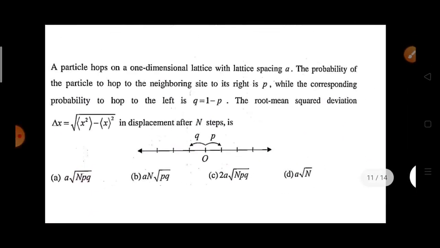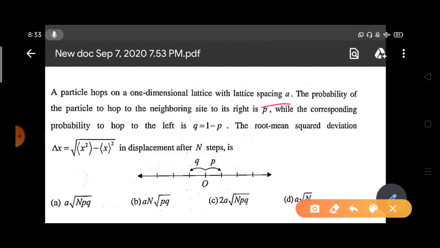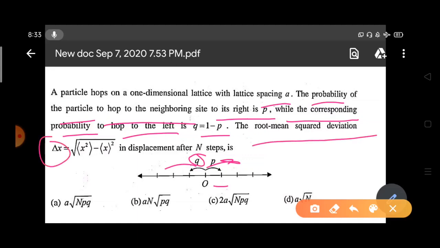It is also a very important question. A particle hops on a one-dimensional lattice with lattice spacing a. The probability of the particle to hop to the neighboring site to its right is p, while the corresponding probability to hop to the left is q. So along the right it is p, along the left it is q. You have been asked the root mean square deviation, that is delta x, which is defined as root over of x square average minus x average square, in displacement after n steps.